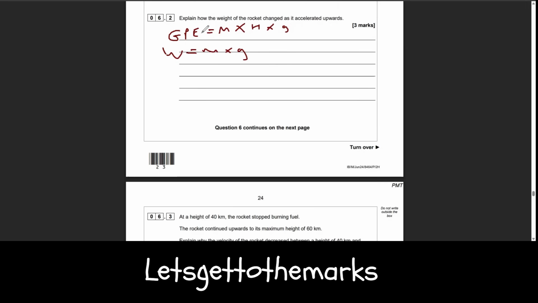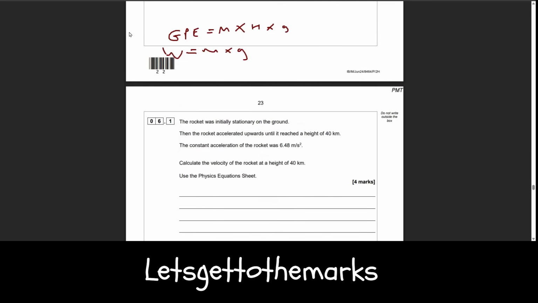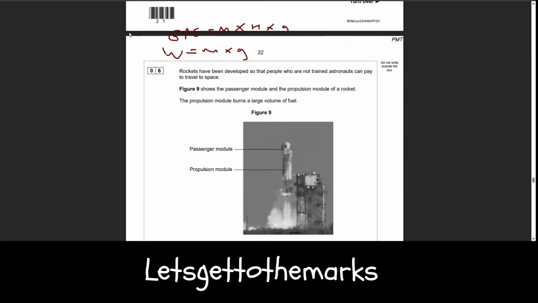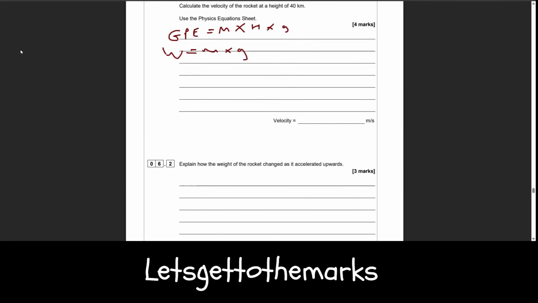So this is really tricky, but the question up here, right up here in the stem, mentions the passenger module and propulsion module. The propulsion module burns a large volume of fuel. So lots of the fuel has gone. So what we really want to say here is, we don't need this first bit with the GPE. We're down here: explain why the weight of the rocket changes.